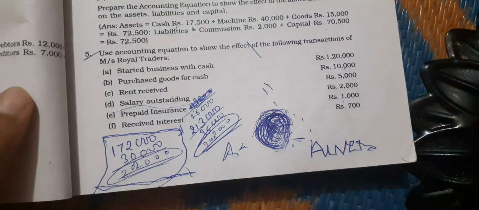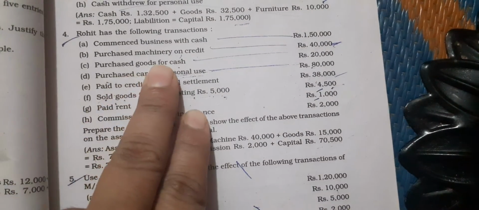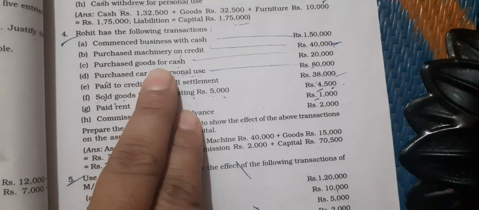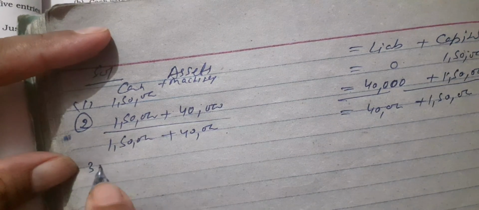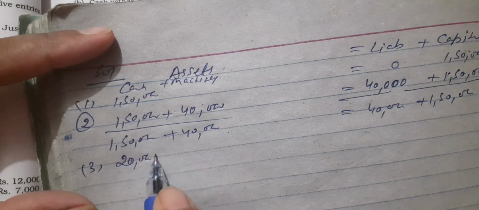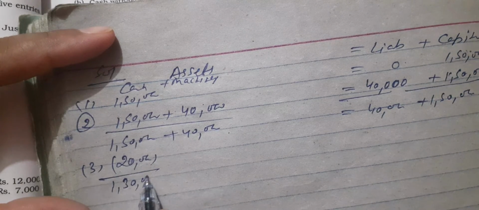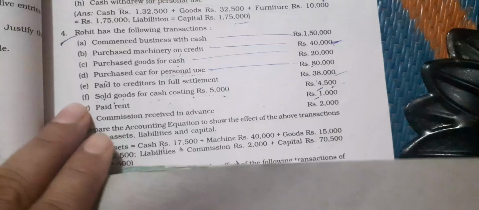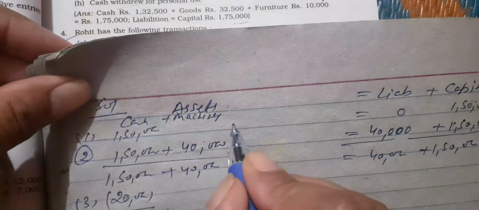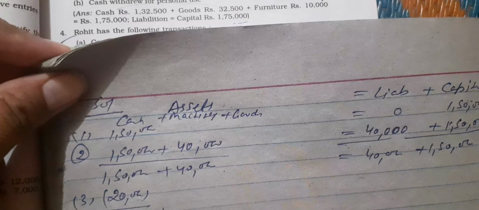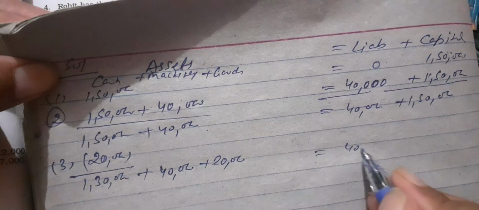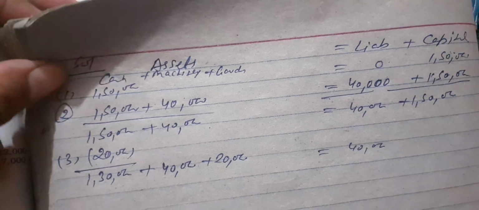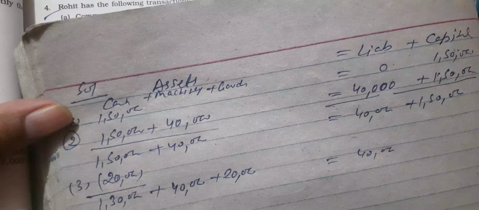Next transaction is purchase goods for cash. Now the firm has purchased goods for cash, 20,000 rupees. So now the cash amount will be less by 20,000. The cash remaining is 1,30,000, plus goods will be added: 40,000 machinery we have plus 20,000 goods the firm has purchased, equals 40,000 liability plus 1,50,000 capital.